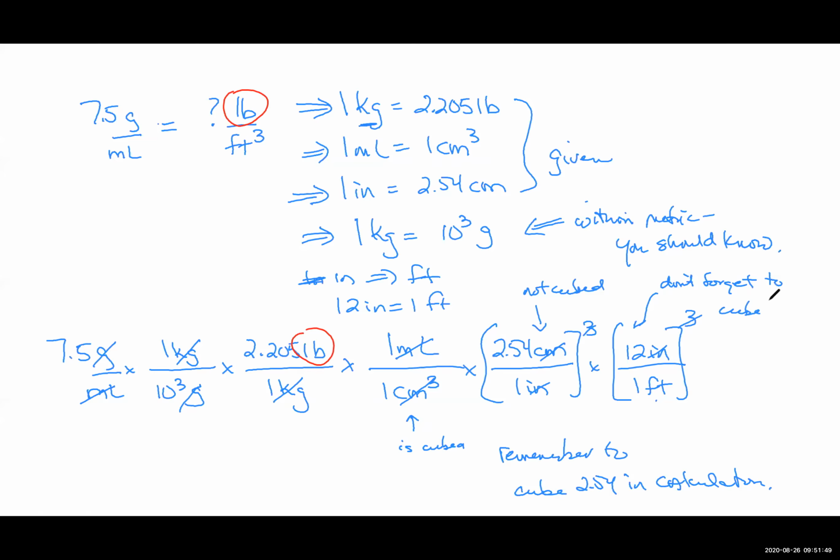Don't forget to cube the 12. So if you punch this into your calculator correctly, when you're all said and done, you should get an answer of 2 sig figs, 4.7 times 10 to the 2, and your answer should end up being in pounds per foot cubed. Now, if you don't get this answer, it means you're not punching into your calculator correctly, so try it a couple different ways. If you're still having trouble getting it correct, please come to an office hour to find out what you're doing wrong.